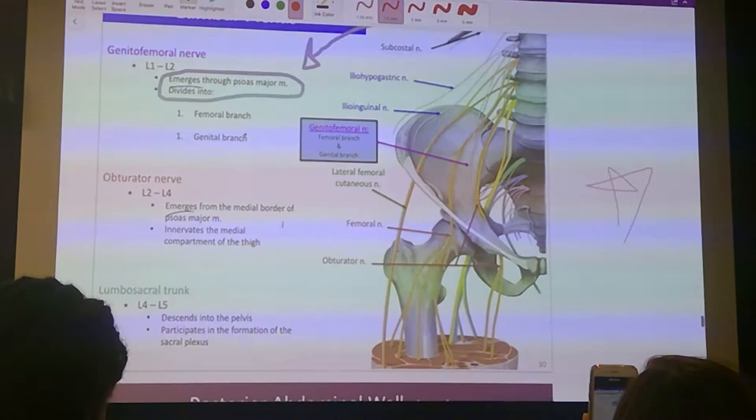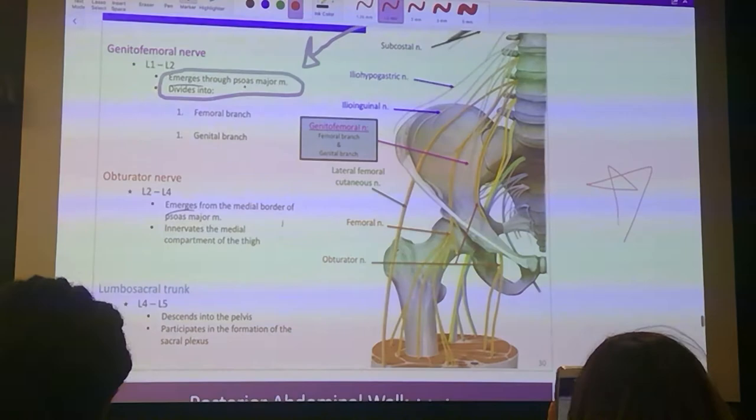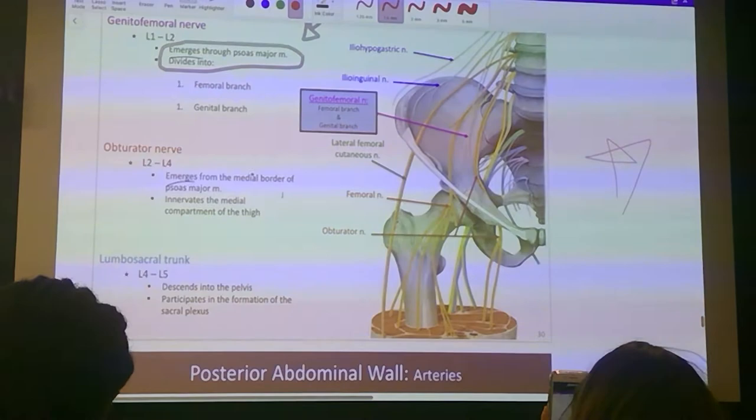So just know that the genitofemoral emerges through the psoas major, and then the obturator emerges from the medial part of the psoas major, the medial border of the psoas major.